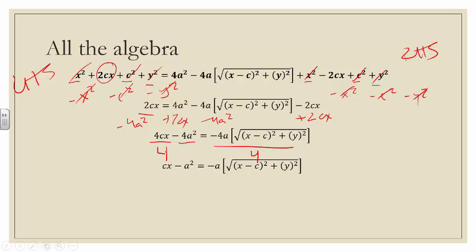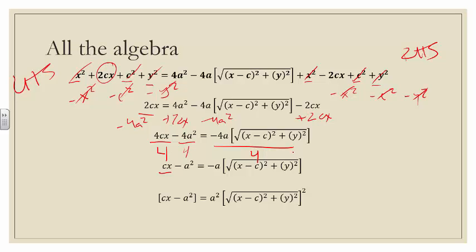The next step is to divide everything by 4. This gives us 4cx divided by 4, which is cx. Negative 4a squared divided by 4 gives us negative a squared. And this entire term, negative 4a times this distance formula inside, divided by 4 gives us negative a times the square root of x minus c squared plus y squared.